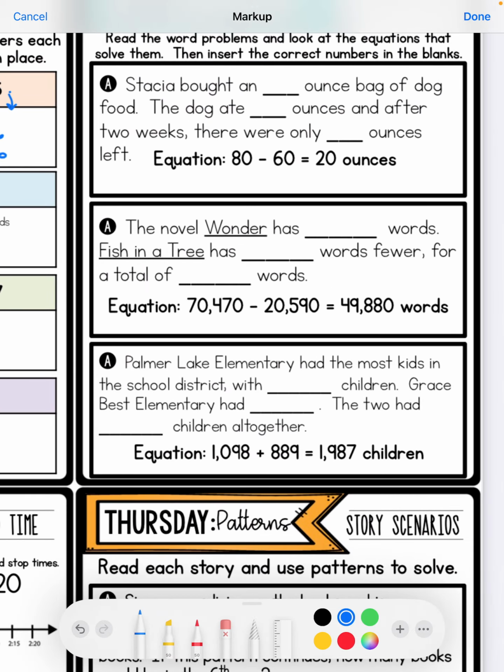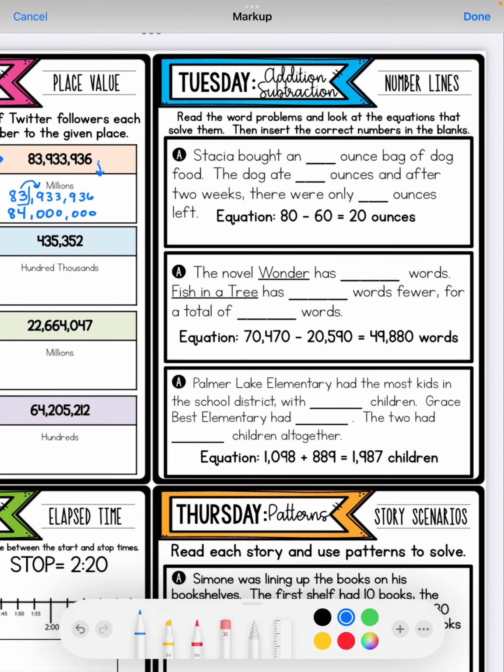Next we've got number lines. Really, this is just understanding a word problem, so there's not a lot of math actually in these boxes. You just have to understand what the equation is saying. So it says read the word problems and look at the equations that solve them. So it's already been solved for you. Then insert the correct numbers in the blanks.